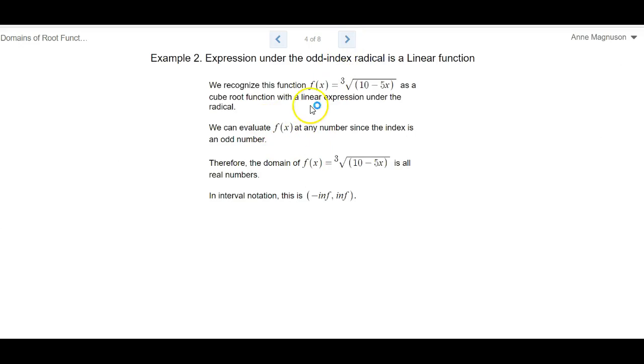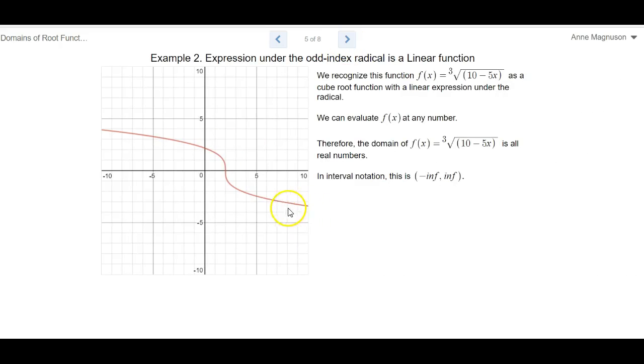Now let's look at an example where the expression is under an odd index radical. So here I have another linear expression under a cube root function. Since the cube root can take positive and negative values, and I know that the domain of 10 minus 5x is all real numbers, I know the domain of my cube root function is also all real numbers. Here's a graph of that cube root function.